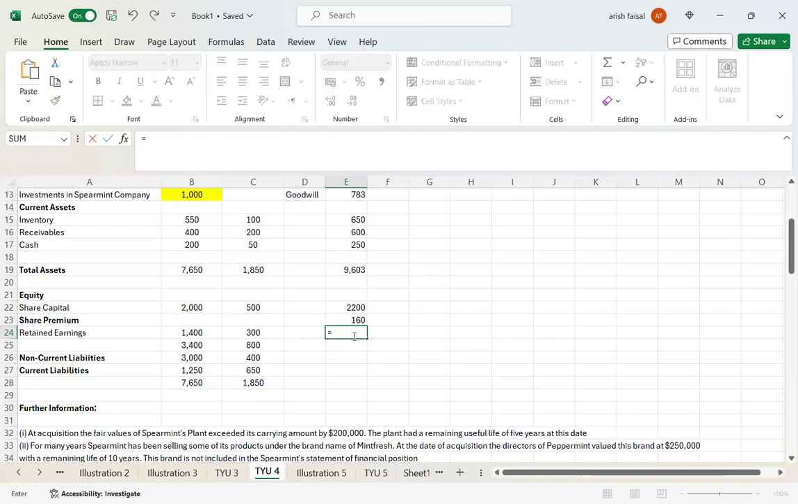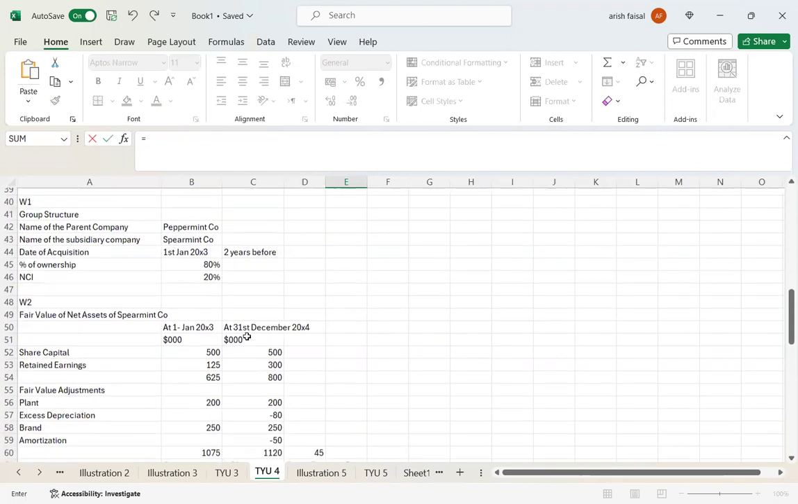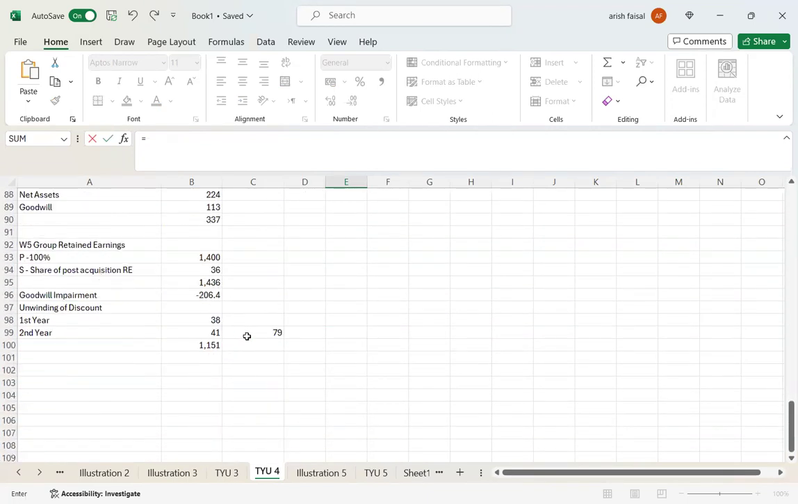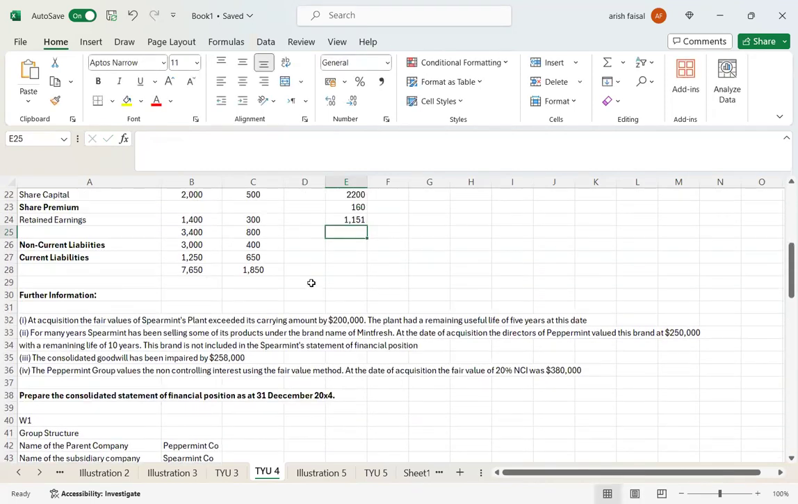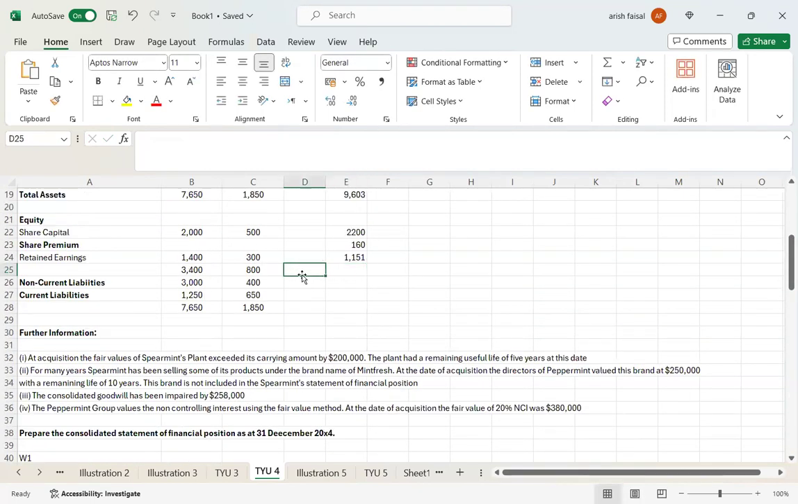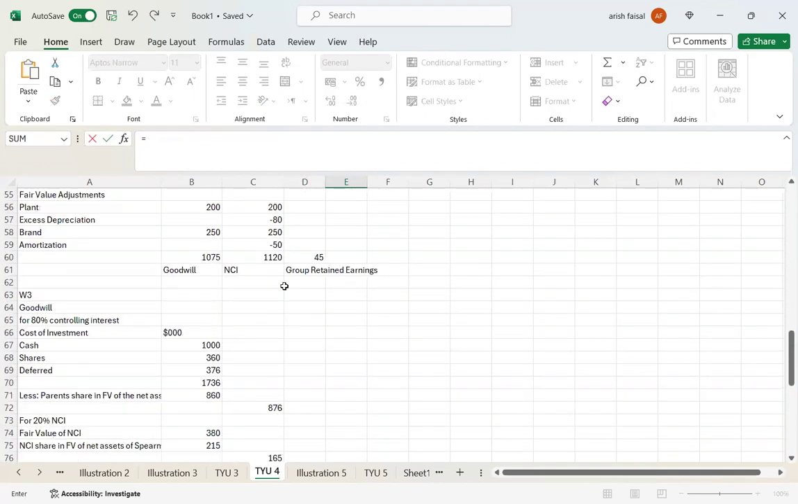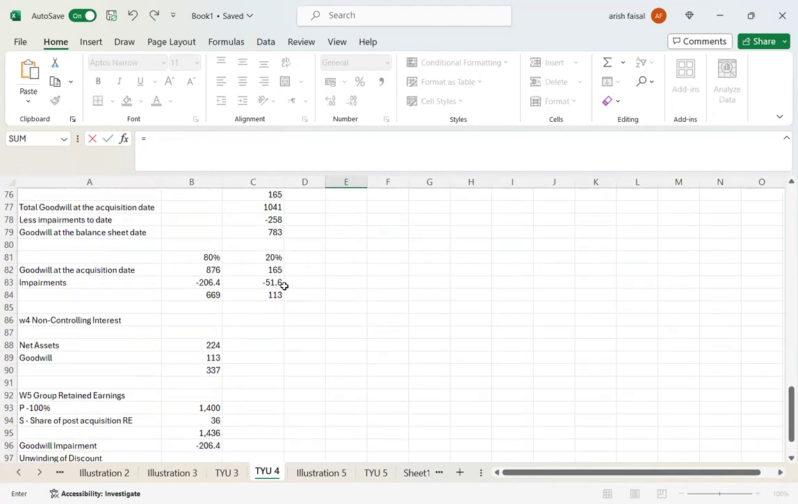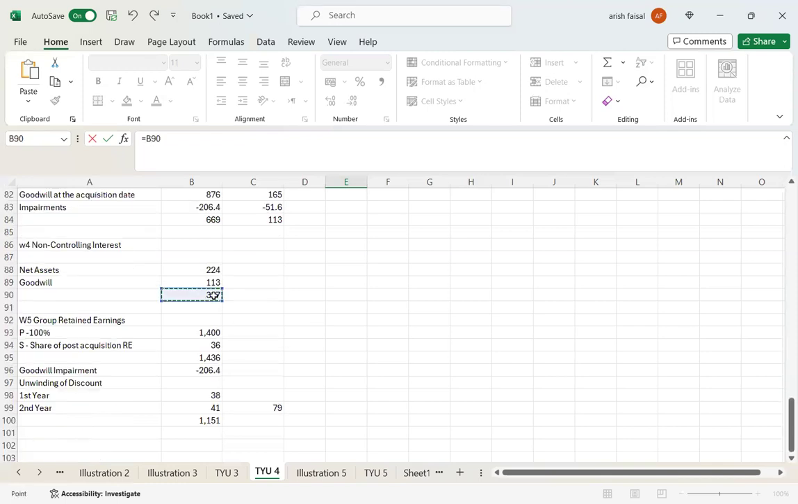For group retained earnings, you just simply have to take it from the workings, which was 1151. Once you are done with the retained earnings, you have to include your NCI value, which again we have to just simply take from our workings, and the NCI had a value of 337.